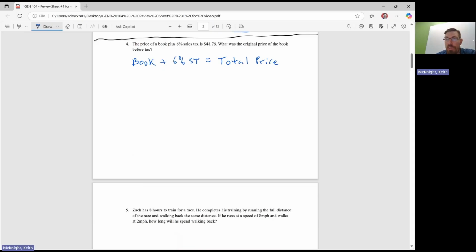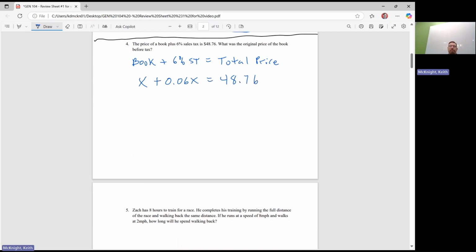The book we do not know the price of. That's the original price we're talking about. So we're going to call that X. We're going to let the book be X. Now we're going to pay a 6% sales tax on that book price. When we use percentages, we want to use them as decimals. So we're going to change 6% into a decimal. The way we do that is we divide by 100. So we're going to get the decimal 0.06. Now that is a sales tax that is applied to the book itself. So we're going to have to put an X with that because it's 6% of the book. And that's got to equal our total price of $48.76.